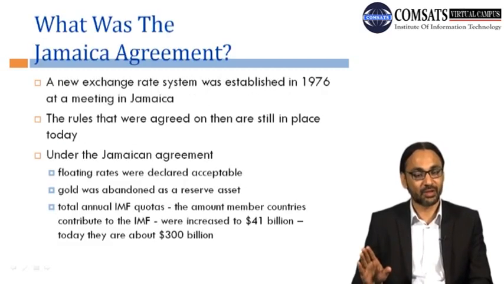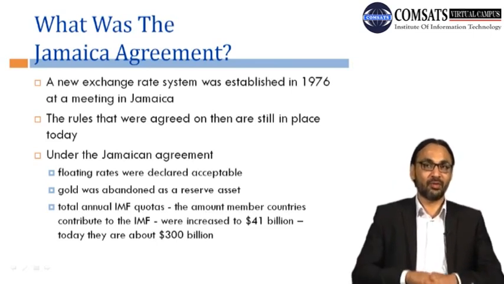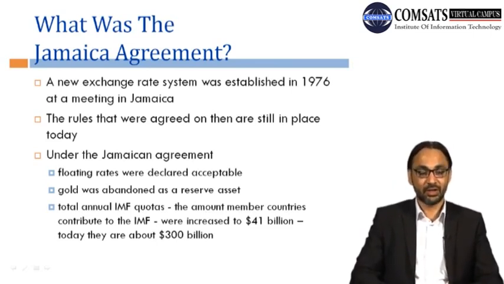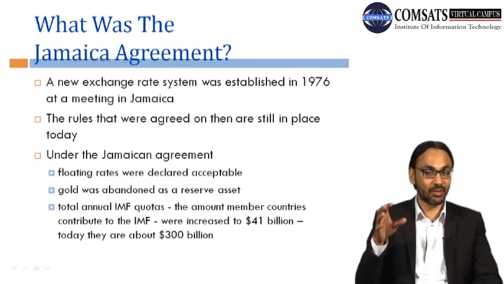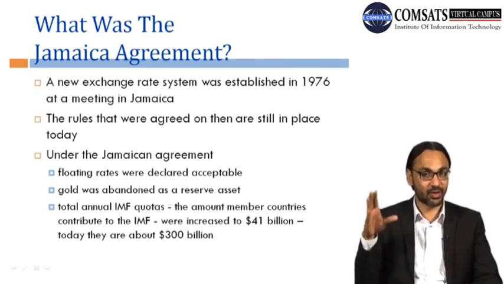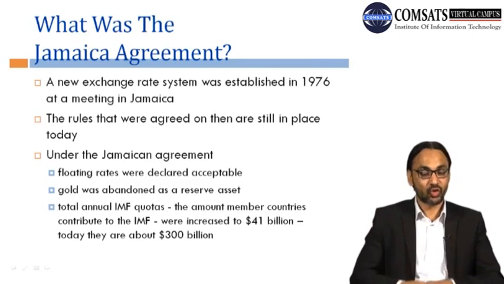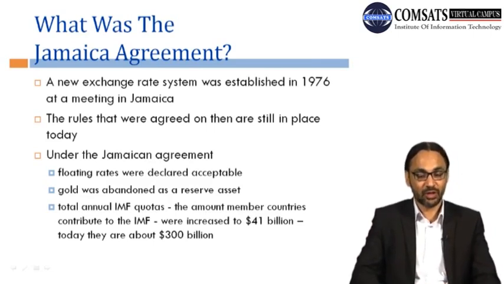And this was a point when they had to sit again in Jamaica, and they made an agreement in 1976, and this is new, and they developed a new exchange rate system. What were the rules under this new agreement? Under the Jamaican agreement, floating rates were declared acceptable. Gold was abandoned as a reserve asset; before, the US dollar was backed by gold reserves. Total annual IMF quota was set.